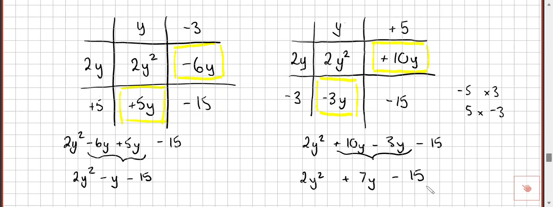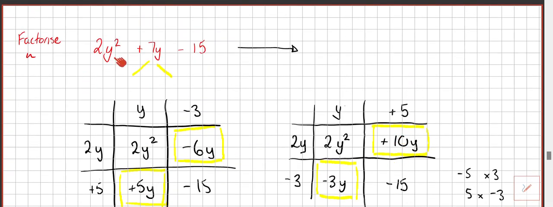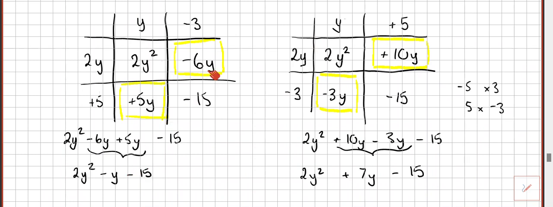Okay. So, is either of those correct? Let's just have a look where we start. We've got 2y squared plus 7y minus 15. So this one, having it this way round, did not give us the right answer. But having it that way round has given us the right answer.